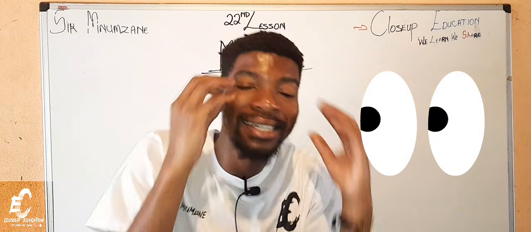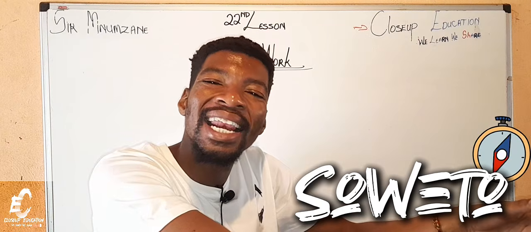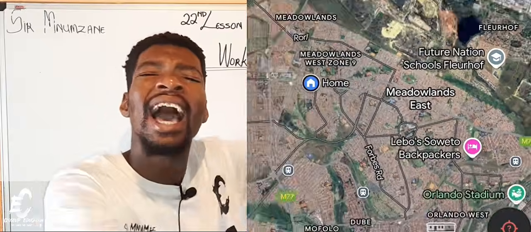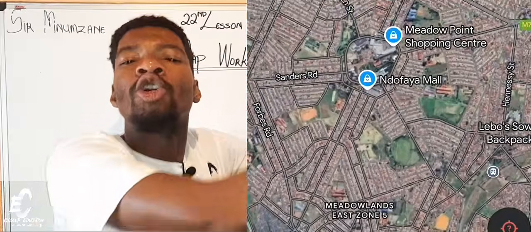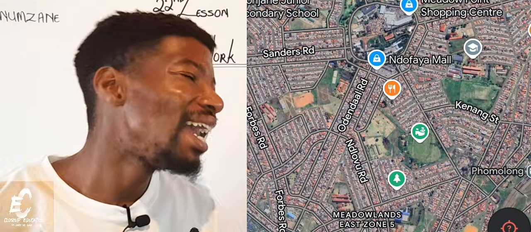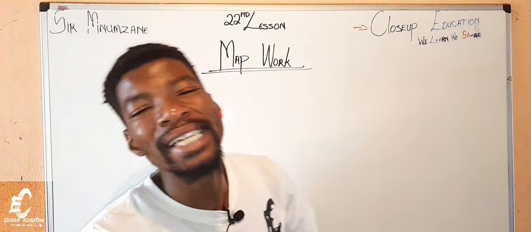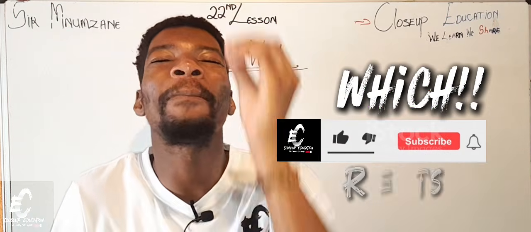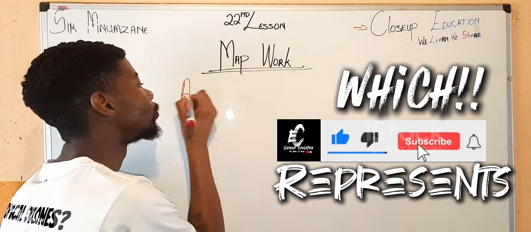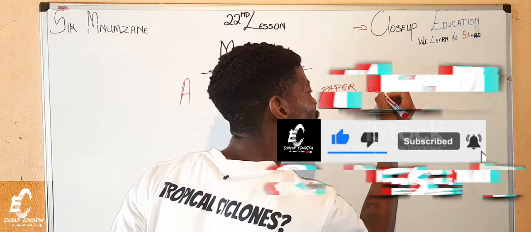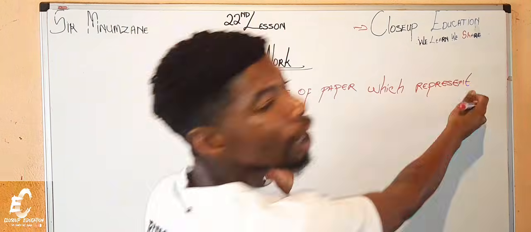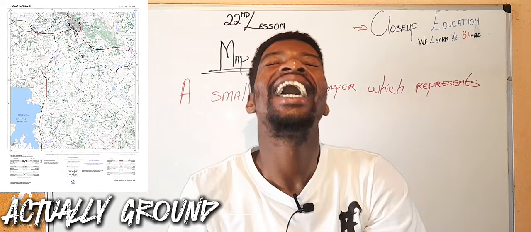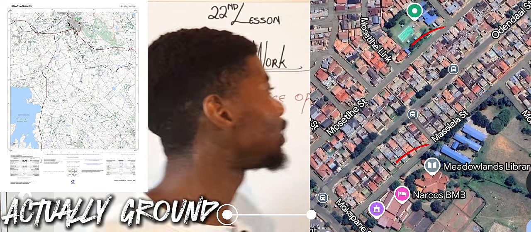It makes you understand how a particular area actually looks like. How are the houses distributed? How are the roads distributed? All right, let's write down our definition. What did we say? We said it is a small piece of paper which represents what we call a larger area of land and its physical features.